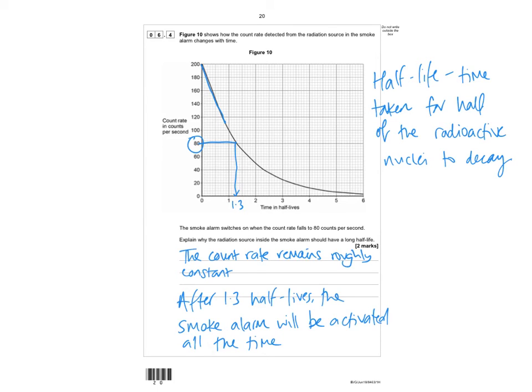So what you can say is after 1.3 half-lives, the smoke alarm will be activated all the time. In other words, after 1.3 half-lives, there will no longer be radiation passing from one side to the other because there's just not enough radiation left. The radiation source has lost the majority of its radiation, so it no longer sends the signal from the left-hand side to the right-hand side, so it will make the alarm sound all the time. So that's why the half-life is made large in smoke alarms, because otherwise you'd have to continually change your smoke alarm, not because it is going off because of smoke, but because the radioactive source has run out of energy.